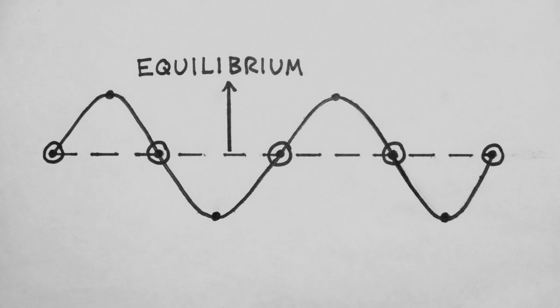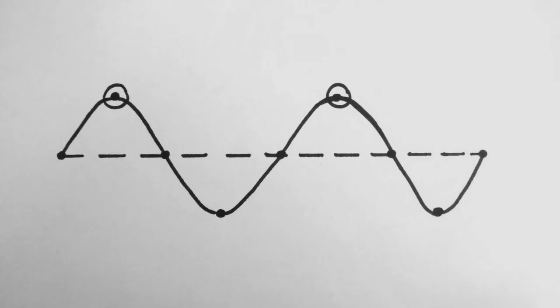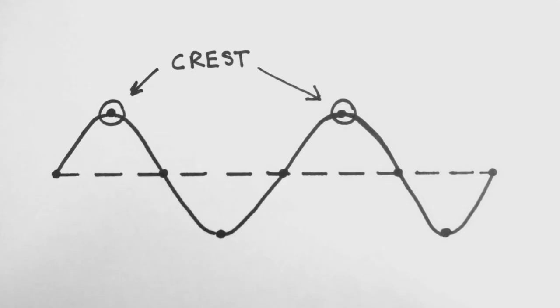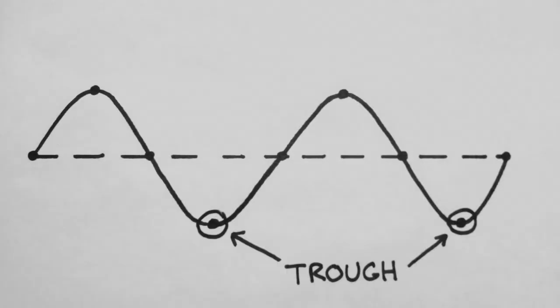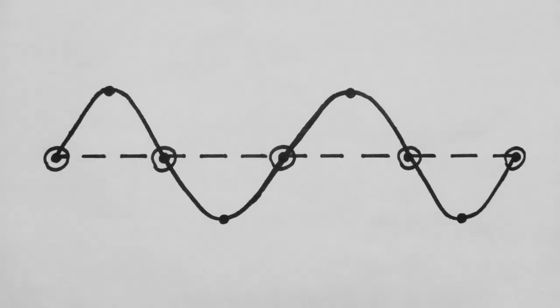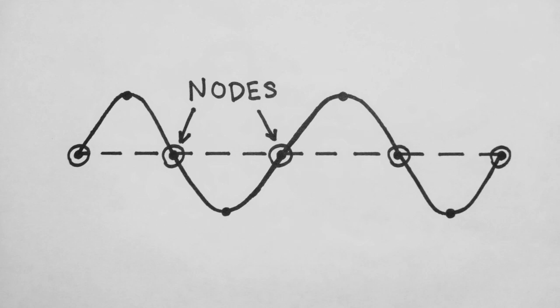The rest position of a medium is known as its equilibrium position. This is the position where the particles of the medium would be if there was no energy running through them. The uppermost point of the wave's path is known as the crest. The lowest point of the wave's path is known as the trough. The point at which a wave in motion passes through its equilibrium position is called a node. This is what a transverse wave looks like in action.